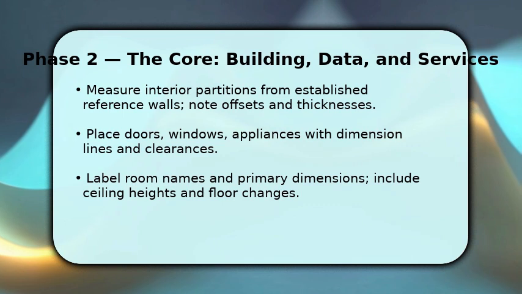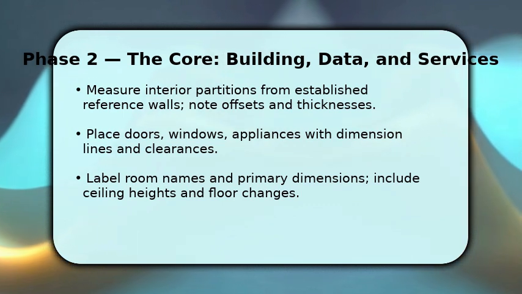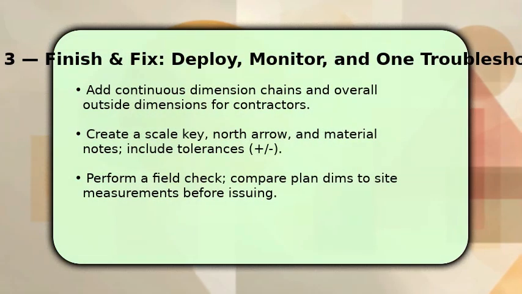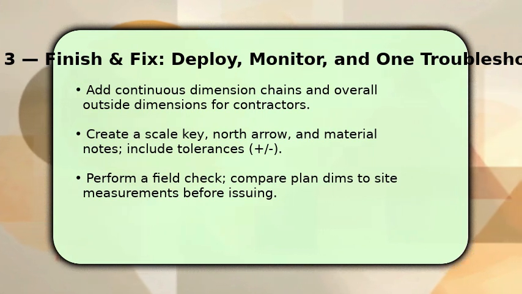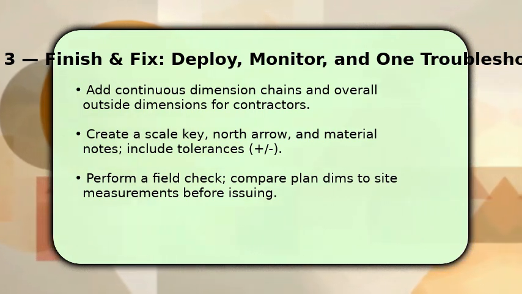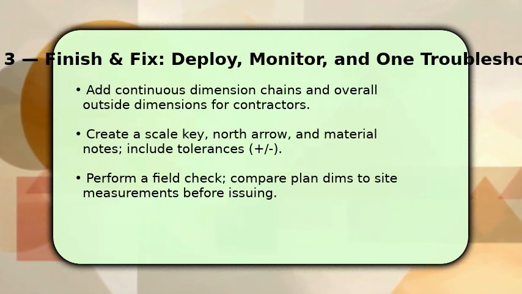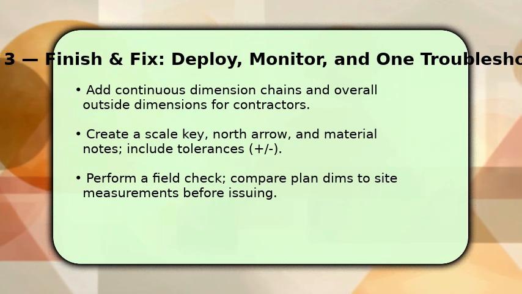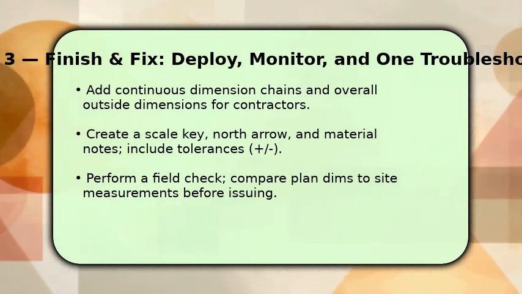Once interior placement is set, annotate room names and primary dimensions, and add vertical notes like ceiling height or step. You finish by creating continuous dimension chains and overall outside measurements so contractors can quickly verify layout. This reduces mistakes. Then add a scale key, north arrow, material notes, and tolerance callouts such as +/- 1/4 in because clarity matters during bidding and build.